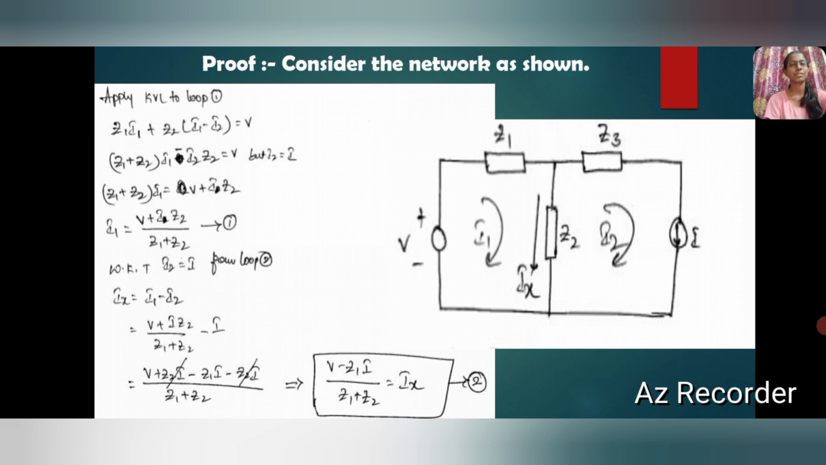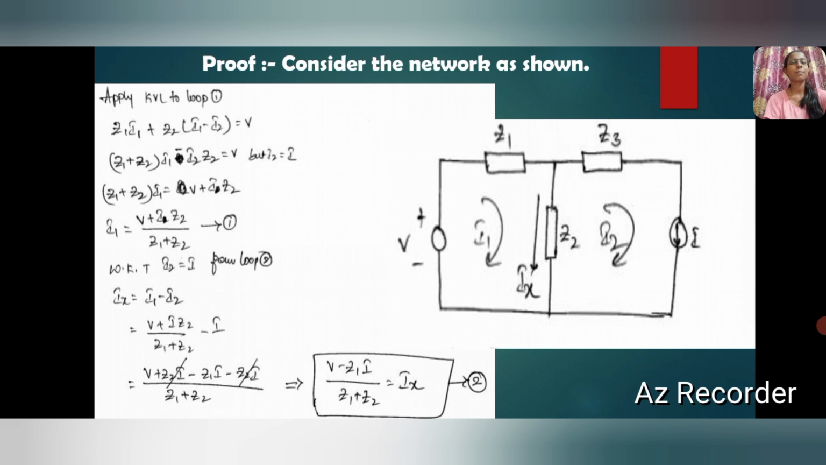The next step is Z1 plus Z2 into I1 is equal to voltage plus current I into Z2, where the current I1 gives V plus Z2 into I divided by Z1 plus Z2. Consider this as equation number 1.